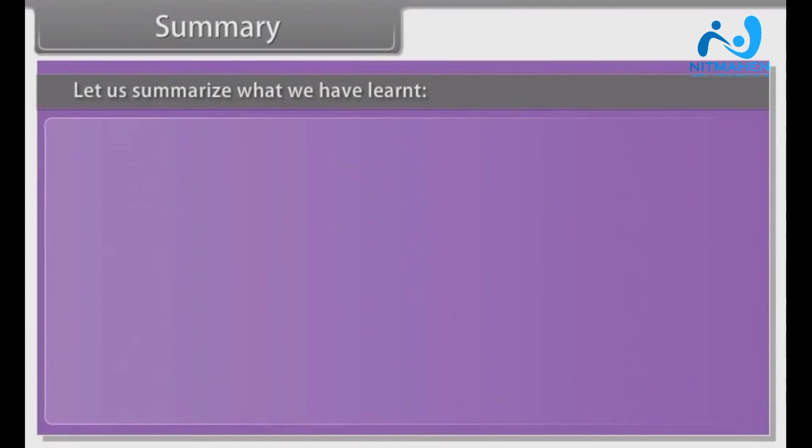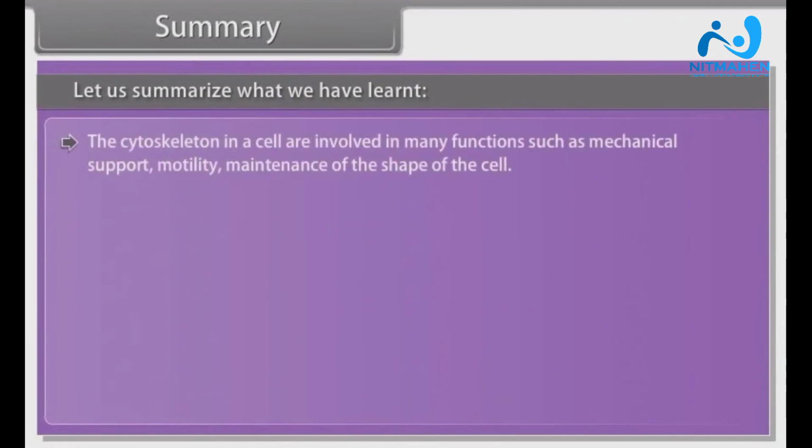Summary. Let us summarize what we have learnt. The cytoskeleton in a cell is involved in many functions such as mechanical support, motility, maintenance of the shape of the cell. Cilia and flagella are hair-like outgrowths of the cell membrane.